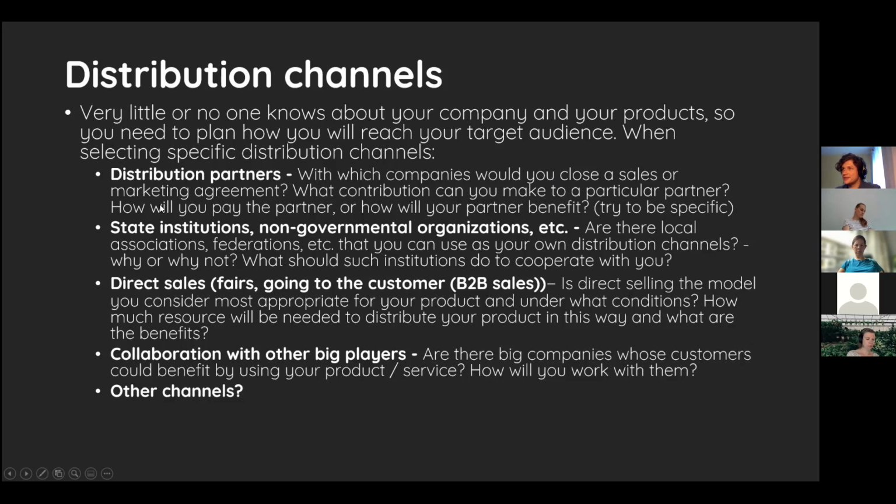So be specific. Also consider state institutions, non-governmental organizations, local associations, and federations that you can use as your own distribution channels. Why or why not? And what should such an institution do to cooperate with you? This question was also already answered in the data acquisition part. If you find a state institution that could be beneficial to you, you should visit them, and they could actually help you.